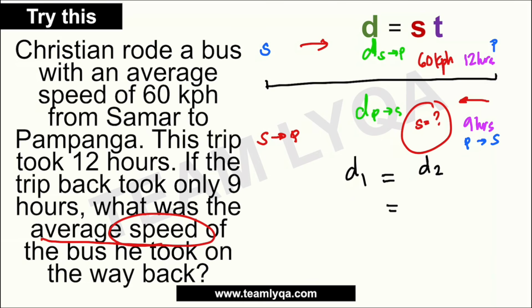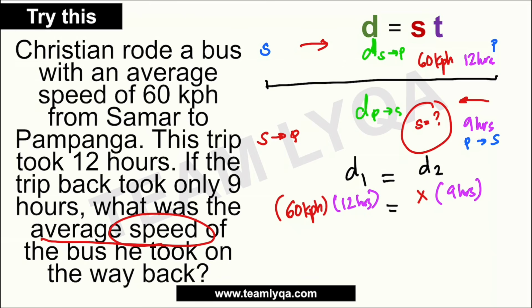So, equals, tapos yung first distance would be yung speed niya from Samar to Pampanga, which is 60 kilometers per hour. I-multiply natin dun sa time ng una niyang biyahe, which is 12 hours. Tapos, yung pangalawa naman niyang biyahe, kung ano lang yung given sa atin, ay yung 9 hours. Nawawala yung speed. Okay? Or yung speed na ngayon, pwede na natin siyang gawing x. Okay? Multiply din natin siya sa 9 hours. So, kung isosolve ko ito, pwede ko na siyang isolve from there.